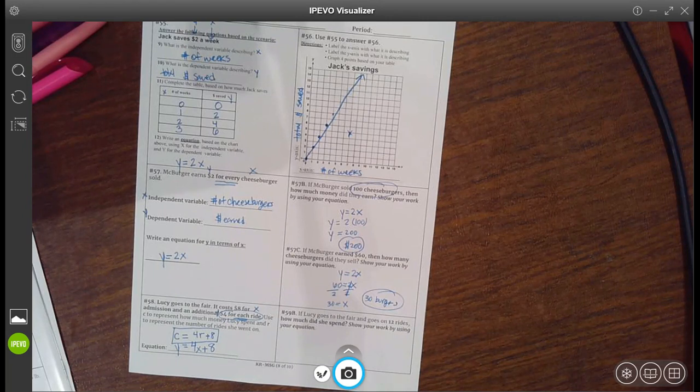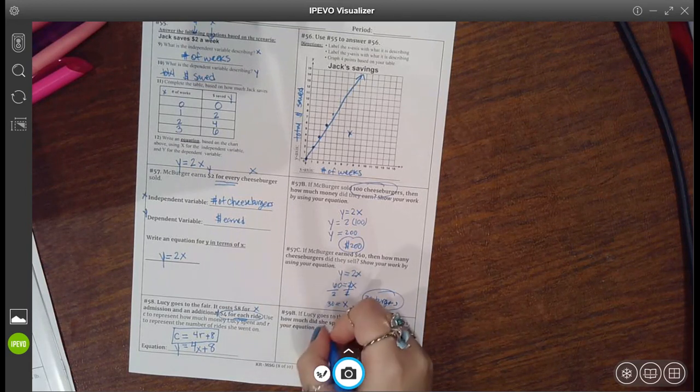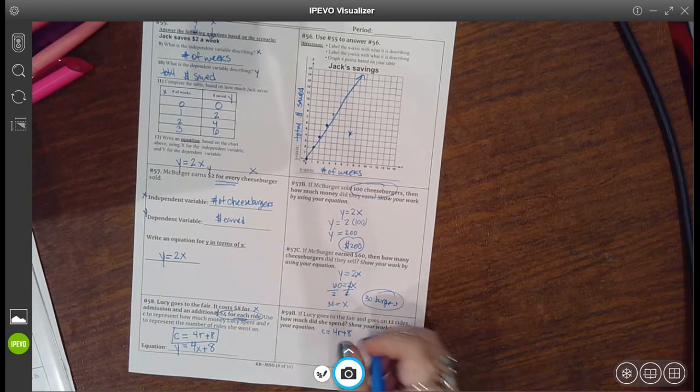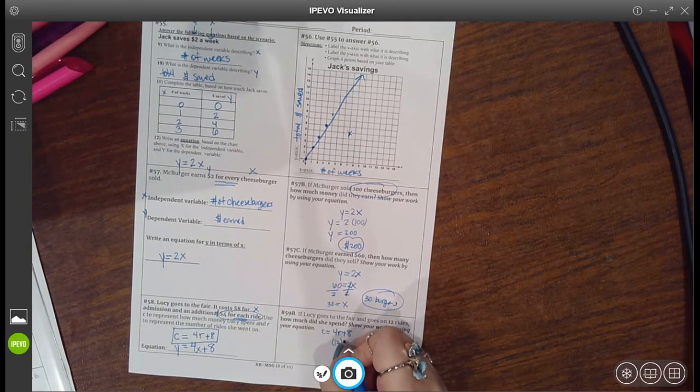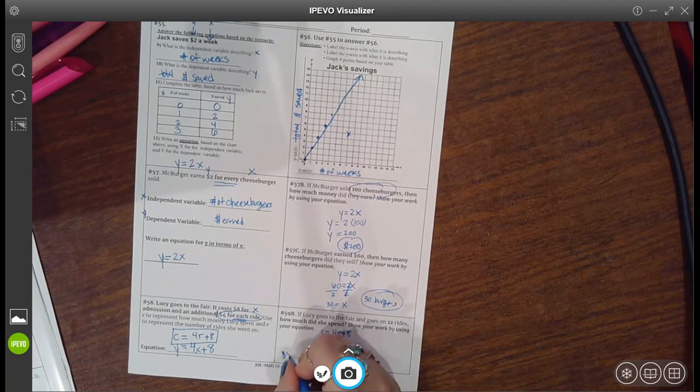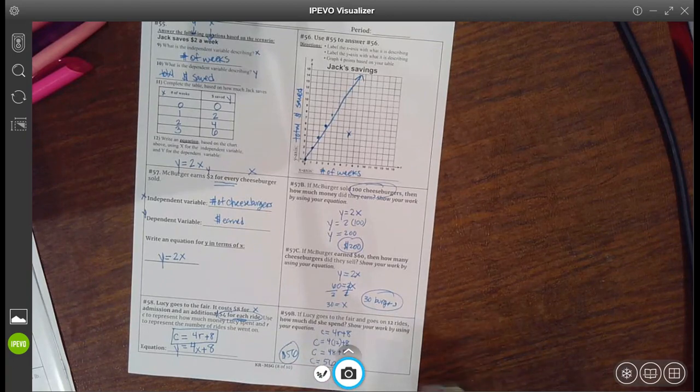Okay, 59b says, if Lucy goes to the fair and goes on 12 rides, how much did she spend? Well, if we have the equation c equals 4r plus 8, and it says she went on 12 rides, plug 12 in for r, and 4 times 12 is 48, and that will give me the cost. Well, 48 plus 8 is 56. So it's going to cost $56 if she goes on 12 rides.